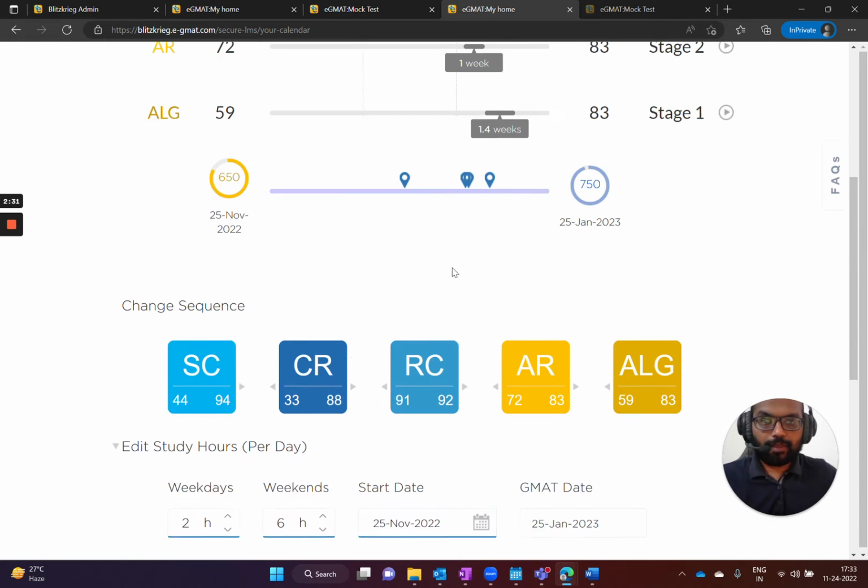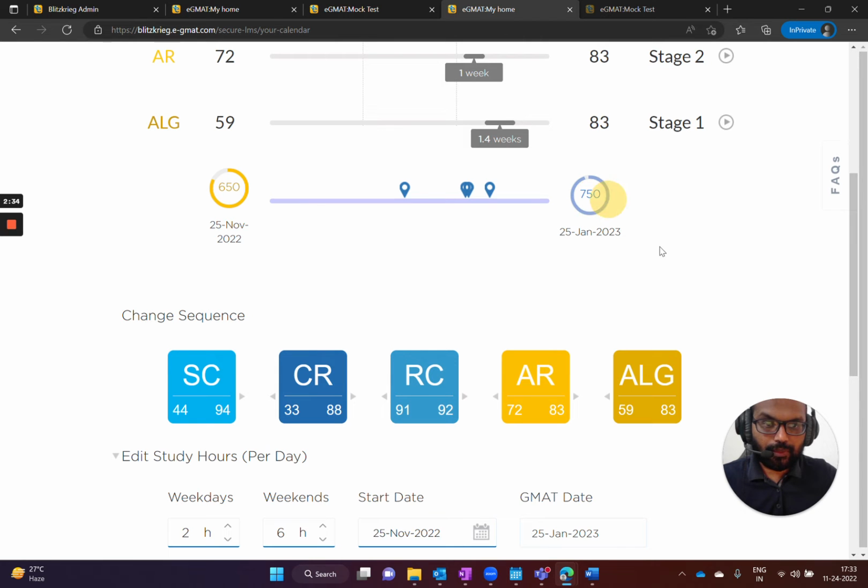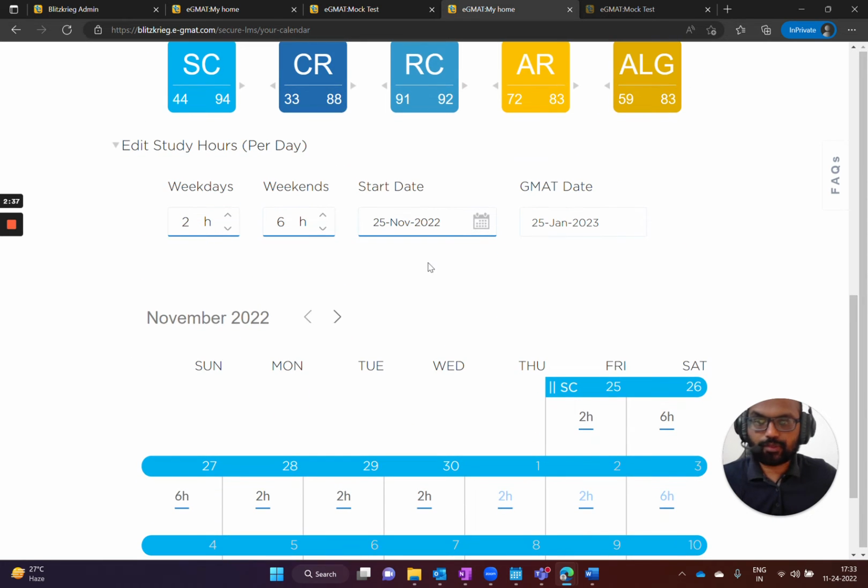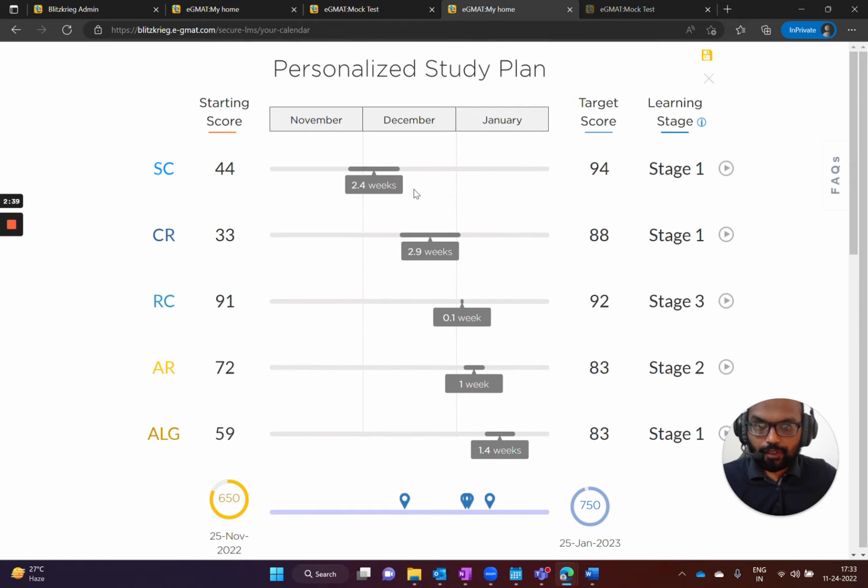So this is a 2-month study plan for a student who wants to improve from a 650 to a 750, a 100-point improvement at 2 hours per day effort. So it gives out effort required for each subsection, how much time is required to improve, and also it recommends custom strategies depending upon your starting score and target score. It tells you what to do and what not to do. These videos will act as recommendations on the strategy. That's how it gets done. So every student will have their own personalized study plan. The framework is going to be different for everybody. The sequence will be different for everybody. The targets, the timelines, everything will be unique for each of the students.